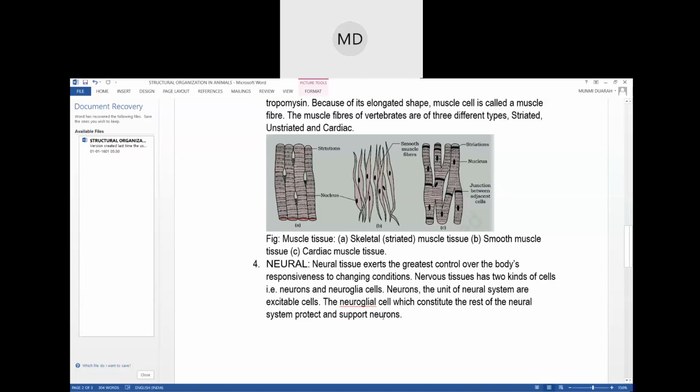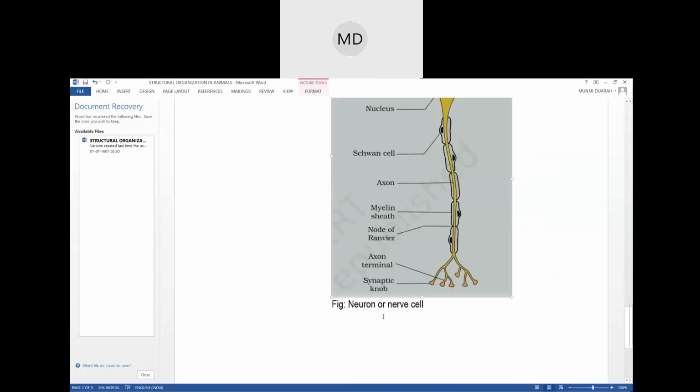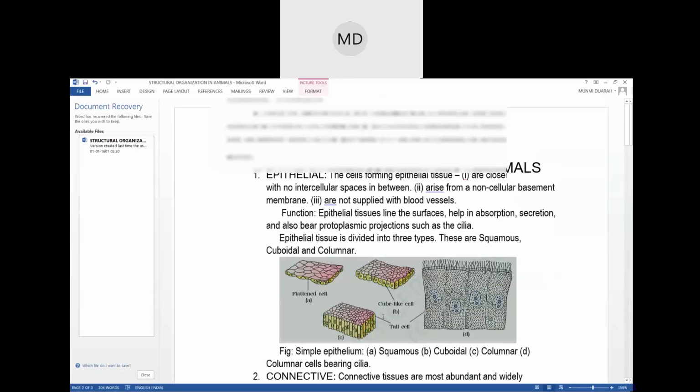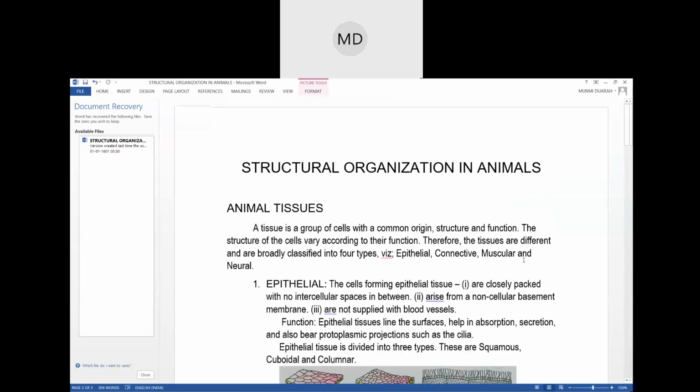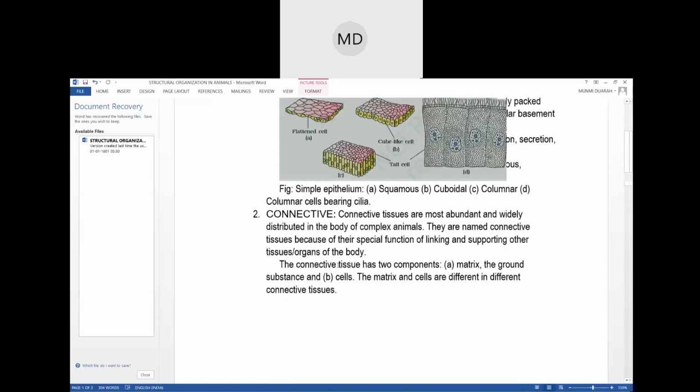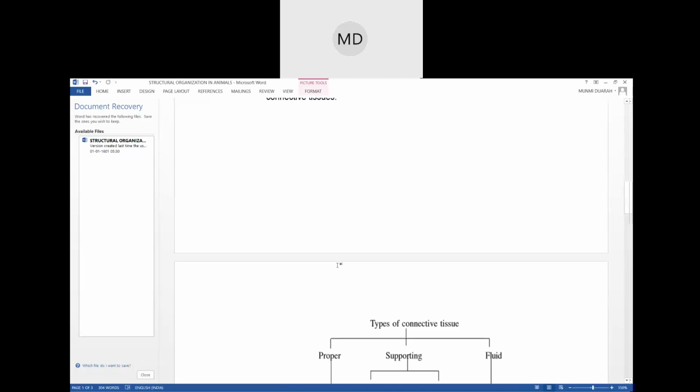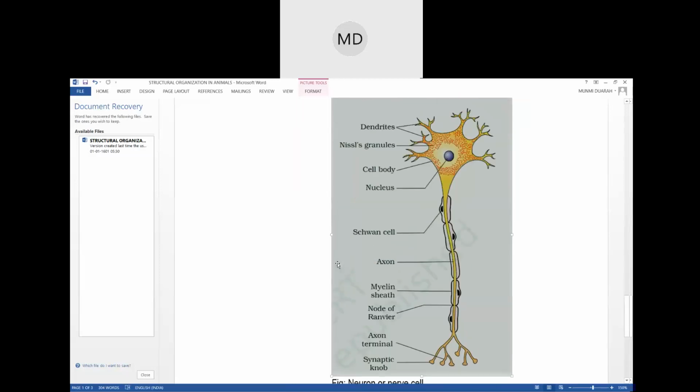Okay. This is all about neural tissue. These are the four types of tissues: epithelial, connective, muscular, and neural. Okay. I'll give the notes. This PDF, I'll forward it to you. Writing this much was enough, but I explained more just for your own knowledge.